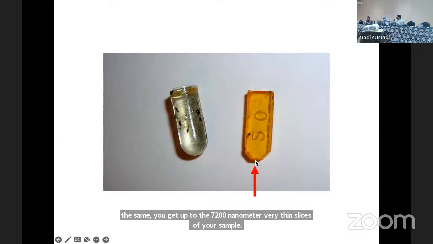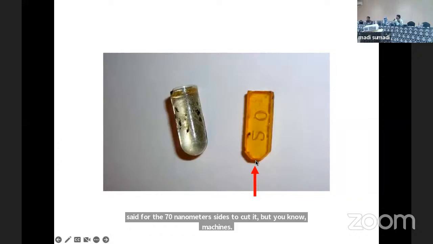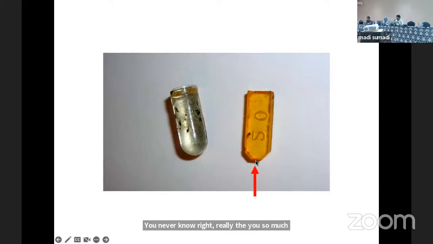So how can you see if it's good or bad? Generally you put these thin slices under the water, and they reflect different light, from brown to gold. When the thin sections are very good, you see a gold pattern, which means around 60 to 70 nanometers. When they're very thick, 100 or more, there's a little bit of brown color. So by cutting it under the water, you can see the nice ones. Even though you set the machine to cut 70 nanometers, you never know with machines, right? They might give 70 nanometers, or even higher.